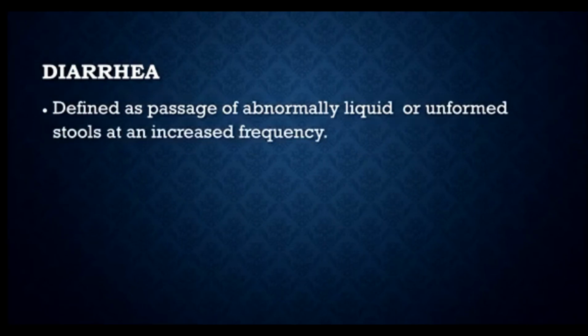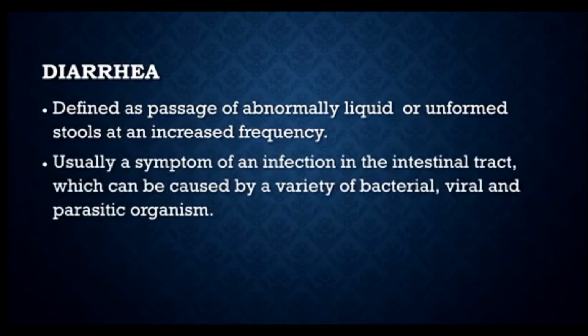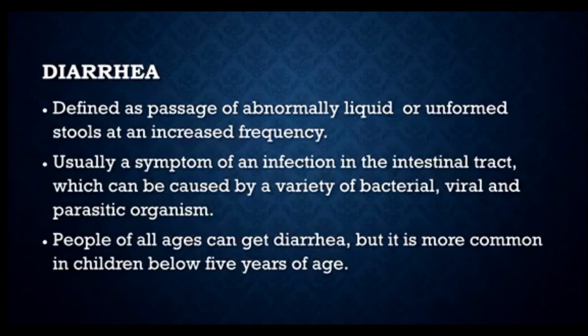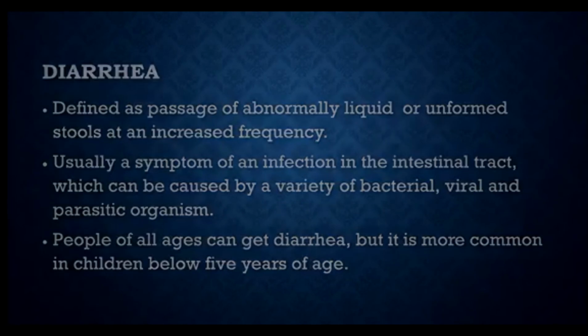First is diarrhea. It is defined as passage of abnormally liquid or unformed stools at an increased frequency, usually a symptom of an infection in the intestinal tract, which can be caused by a variety of bacterial, viral, and parasitic organisms. People of all ages can get diarrhea, but it is more common in children below 5 years of age. There are common sources of diarrhea that we've known.